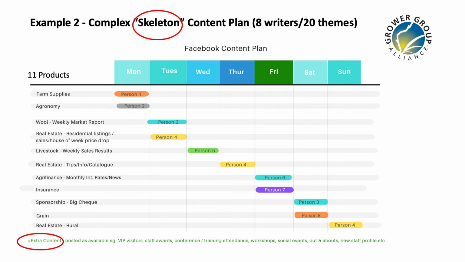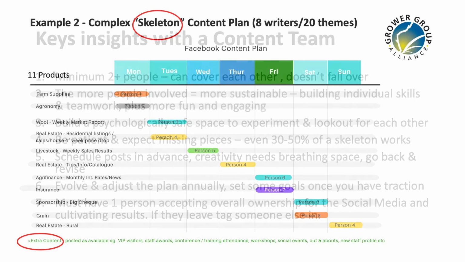It might be a pest, it might be something seasonal related, it might be soil testing, just something relevant to that person's area of expertise. So you can see, working through this, all of a sudden you've got a very dynamic, interesting and engaging content plan, and you've actually brought a number of people into the mix. So there are a lot of advantages with doing that, and I'll go into them now.